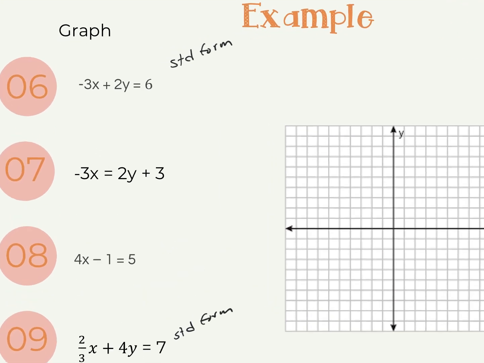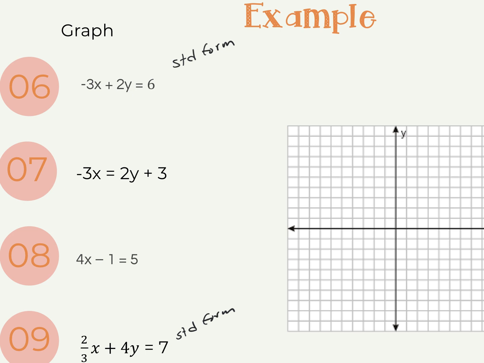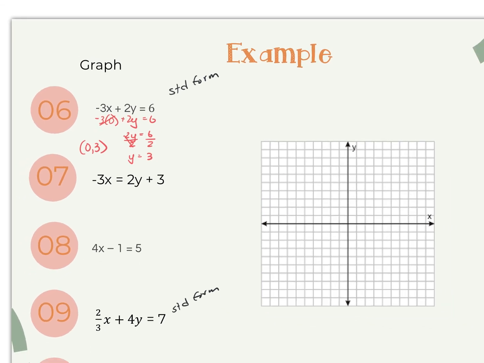So for this one, I think one of the easiest ways to do it is to say, okay, well, what happens if x is 0, right? This will cancel. I'll get 2y equals 6 and y equals 3. So when x is 0, y equals 3. That's one ordered pair that I was able to find. I just found the y-intercept. Remember, we talked about that. Whenever you find the y-intercept, x is 0.